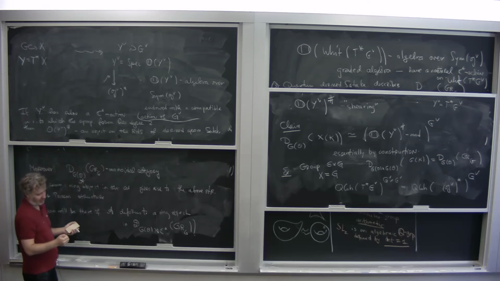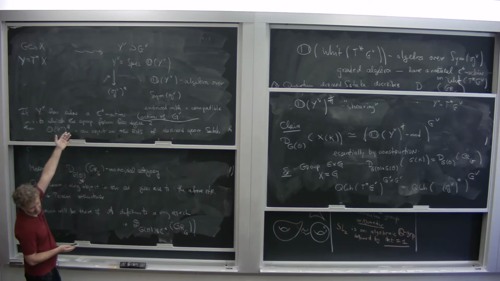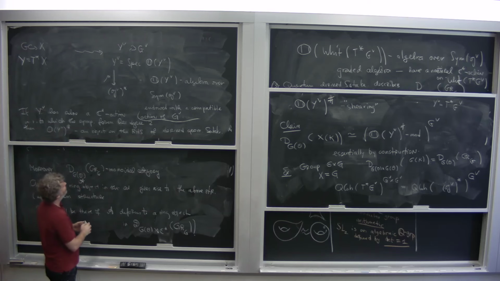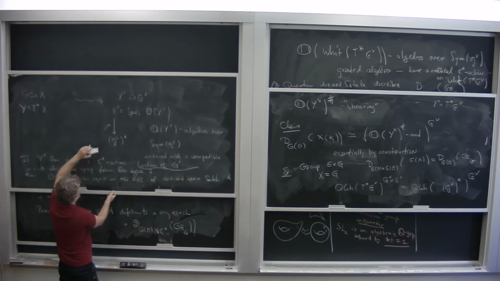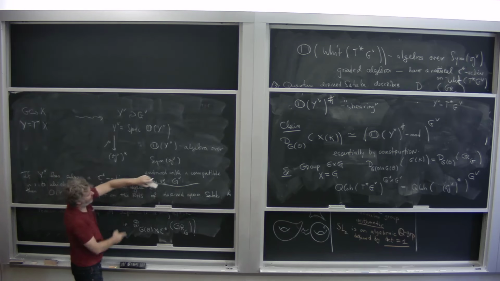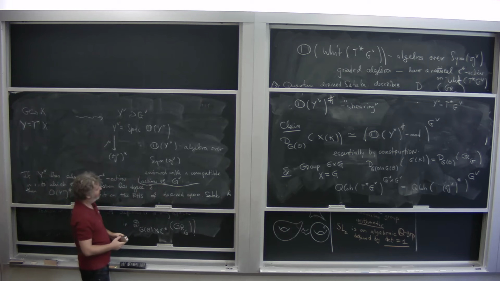So you get the DG module over Sym of g check shifted by 2. In fact, it's not just a DG module, it's a DG algebra over that thing. Let's take its cohomology for simplicity, or in all nice cases it will be formal. Then we'll get an honest algebra over the symmetric algebra of g check. So its spec will be some scheme. And this scheme will be endowed with a canonical map like this, and with a canonical action of G check.